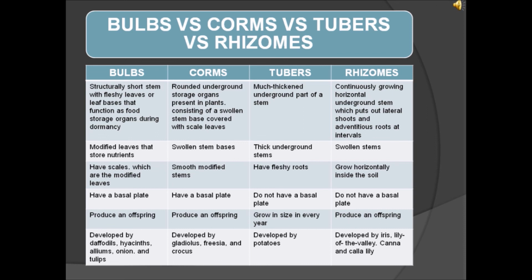Bulbs are developed by daffodils, hyacinths, alliums, onion, and tulips. Corms are developed by gladiolus, freesia, and crocus. Tubers are developed by potatoes. Rhizomes are developed by iris, lily of the valley, canna, and calla lily.